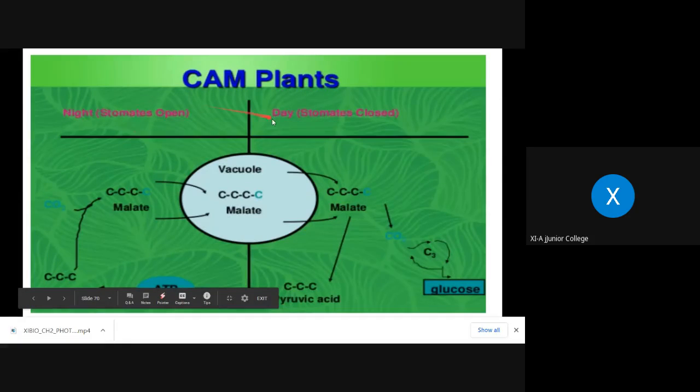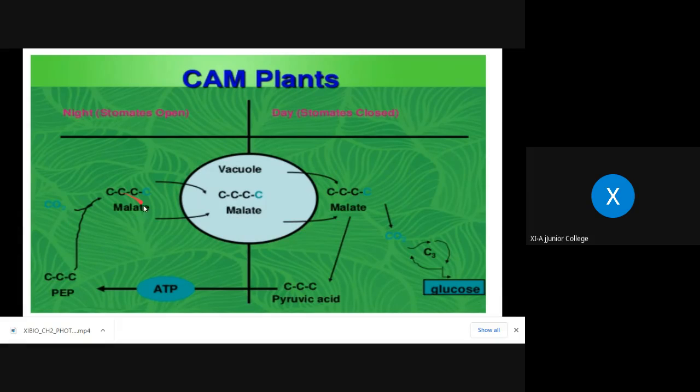When CO2 enters, this 3-carbon compound, that is PEP, is the first acceptor, which first forms OAA, that is oxaloacetic acid, and then malic acid. And then this malic acid is stored during night. This phase is called acidification, because more acid is stored during night.